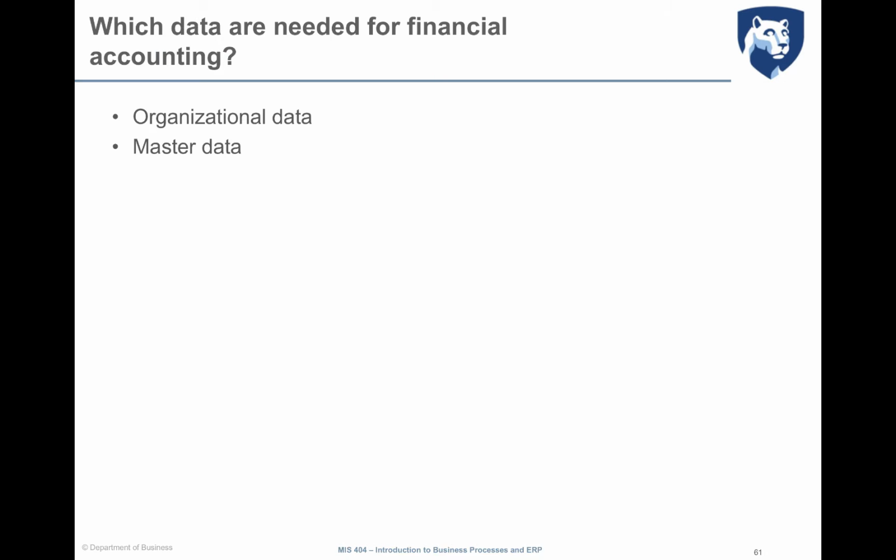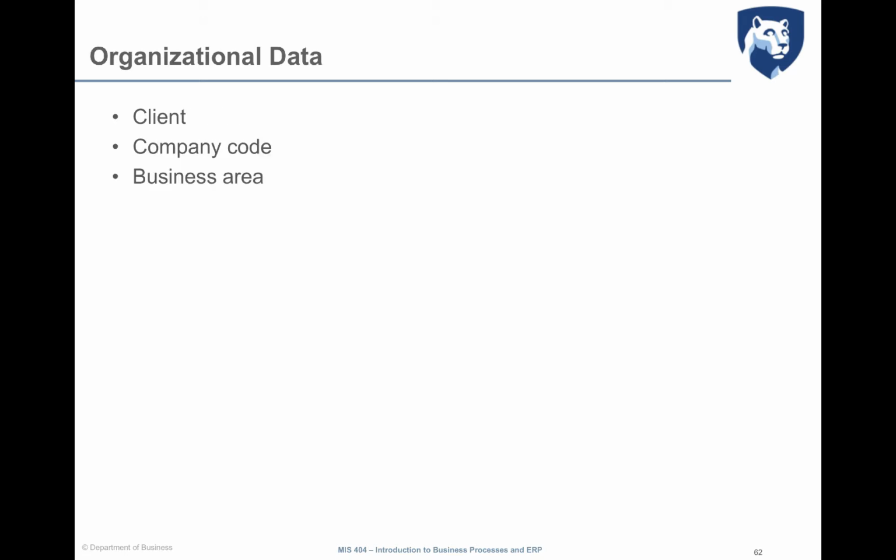First of all, the data associated with financial accounting are of two types, and we already explored these in the previous sessions, which are organizational data and master data. Let's focus on organizational data. For accounting activities, the organizational data associated with financial accounting are essentially client, company code, and business area. And now let's try to clarify in more detail what they mean.